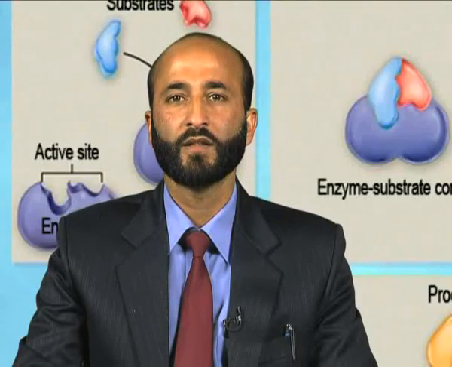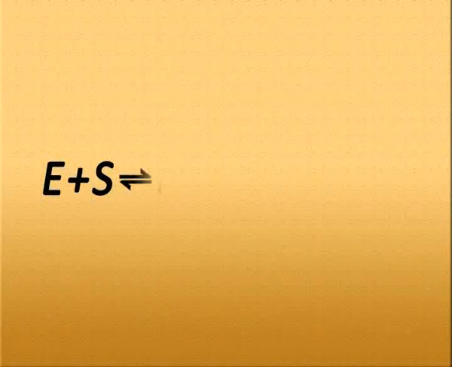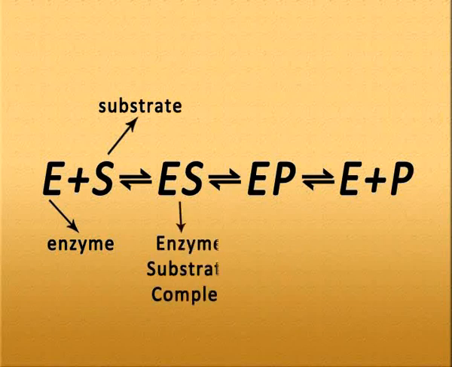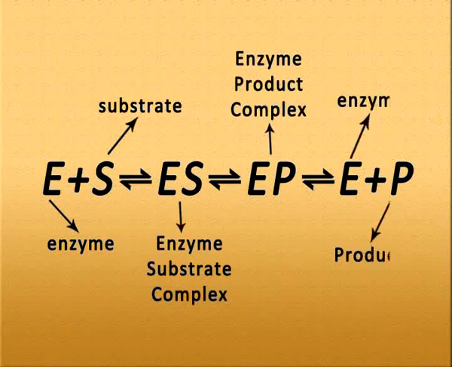The simple enzyme catalyzed reaction can thus be written as E plus S gives ES gives EP, which in turn gives E and P, where E indicates the enzyme, S substrate, ES indicates enzyme substrate complex, EP indicates enzyme product complex, and P indicates the product. The enzyme E appears unaltered on both sides of the equation.